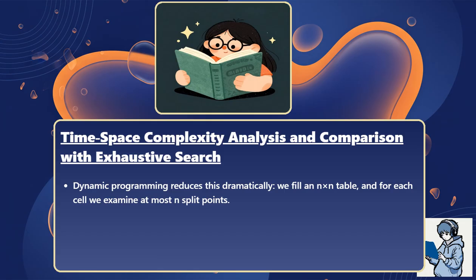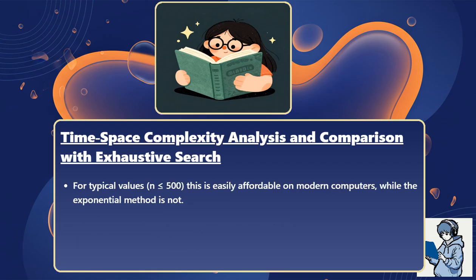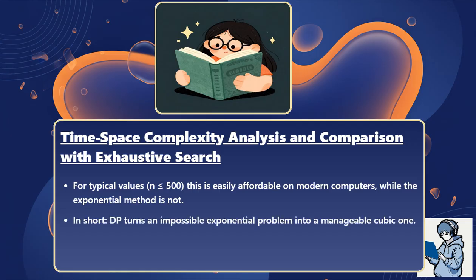Dynamic programming reduces this dramatically. We fill an N by N table, and for each cell we examine at most N split points. The total work is the summation from L equals 2 to N of (N minus L plus 1) times (L minus 1), which is O(N^3). So the time complexity is Theta of N cubed. The space complexity is Theta of N squared for the tables M and S. For typical values N less than or equal to 500, this is easily affordable on modern computers, while the exponential method is not. In short, DP turns an impossible exponential problem into a manageable cubic one.